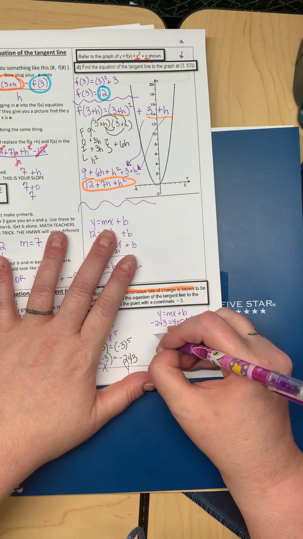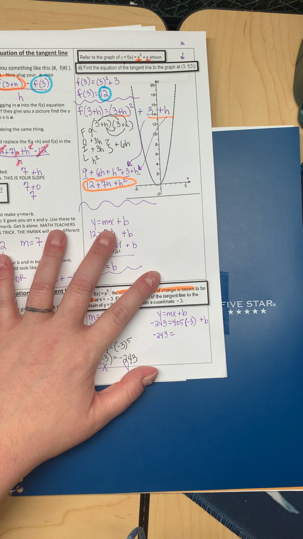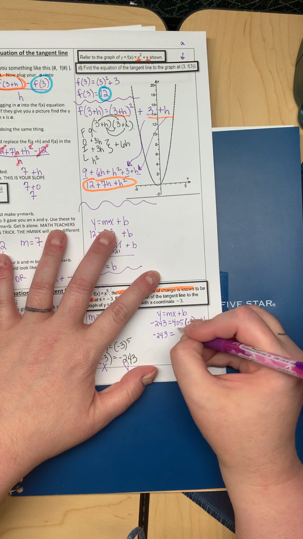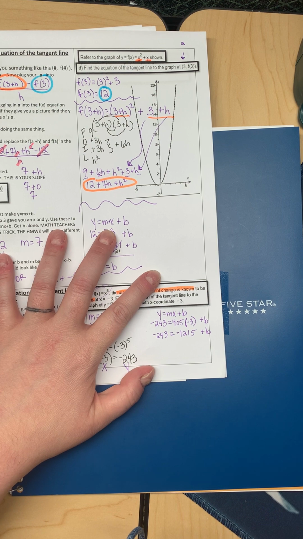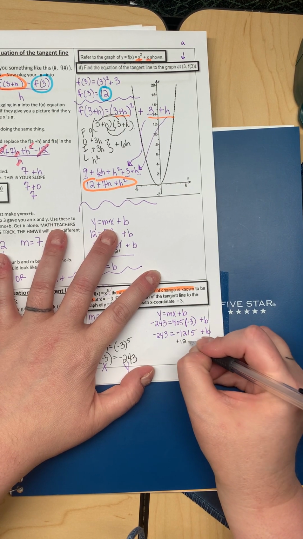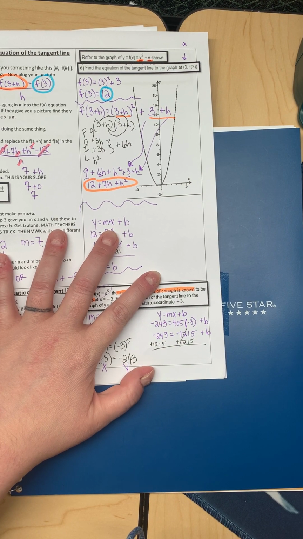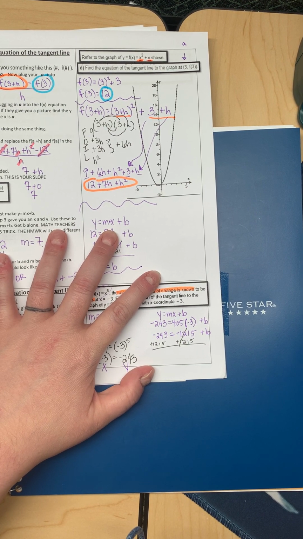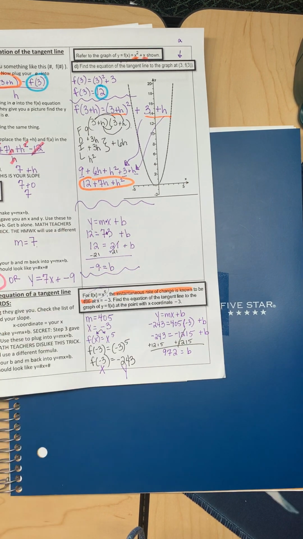Okay, so now we're just going to get b by itself. This makes -243 equals -1215 plus b. Then we're going to get the b by itself by adding 1215. And we get 972 equals b. That's a really big b, but it's okay.